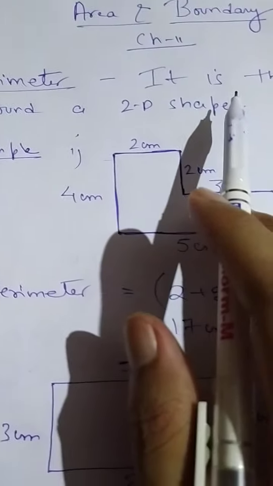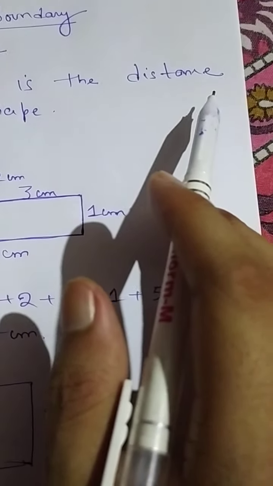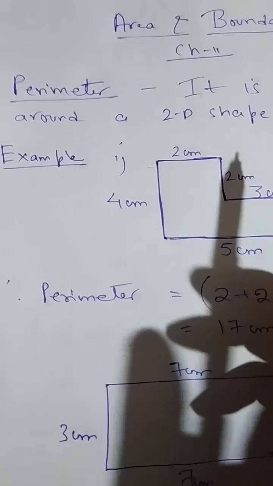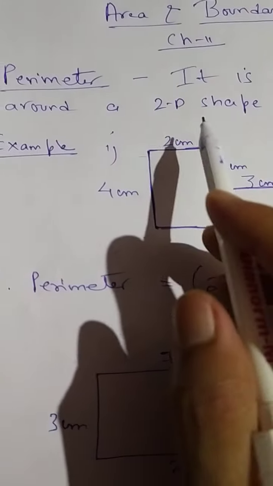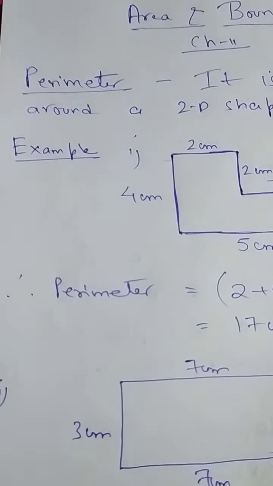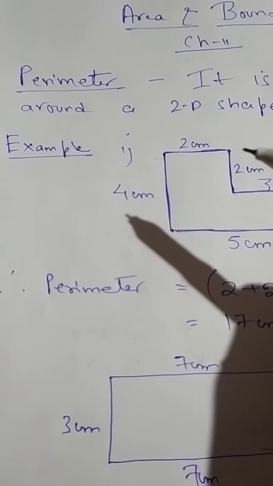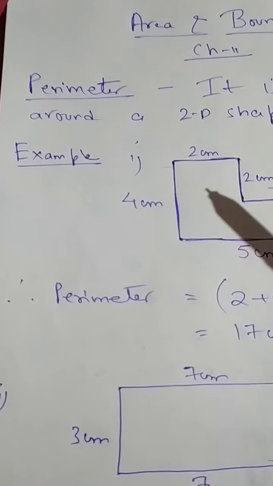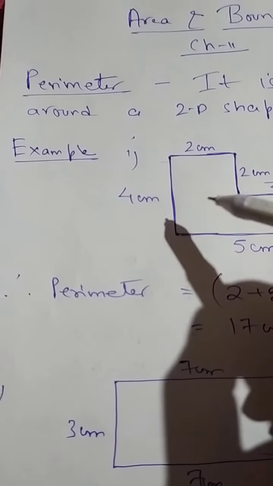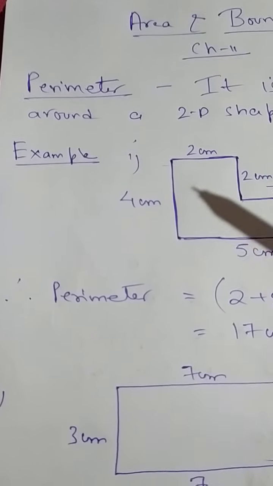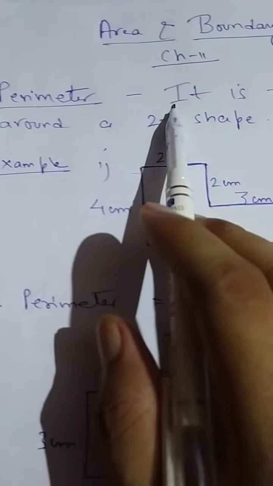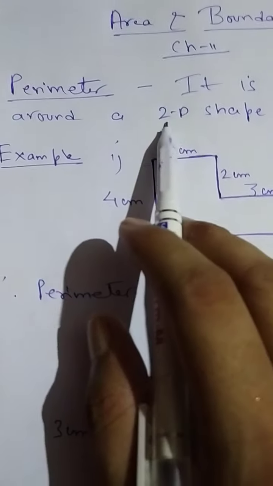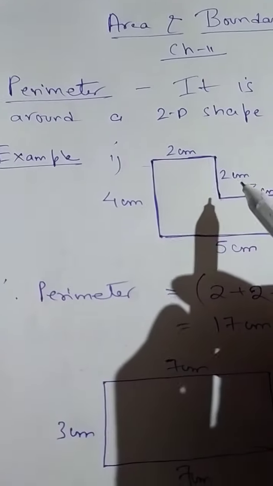What is perimeter? It is the distance around a 2D shape. So what is the meaning of this? Here we will mostly be concerned with 2D shapes like squares and rectangles. In your NCERT book only two main shapes are there, square and rectangles. So we will do all the word problems and short examples with square and rectangle only. Okay, so again, perimeter means it is the distance around a 2D shape. 2D means two-dimensional shape.